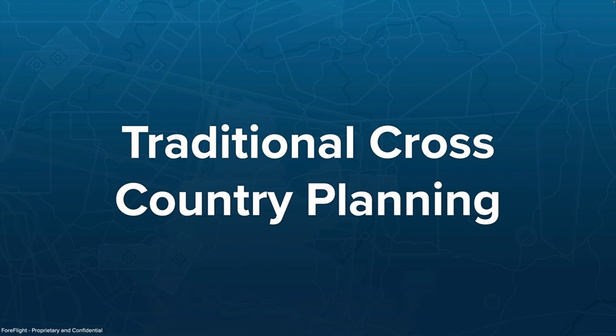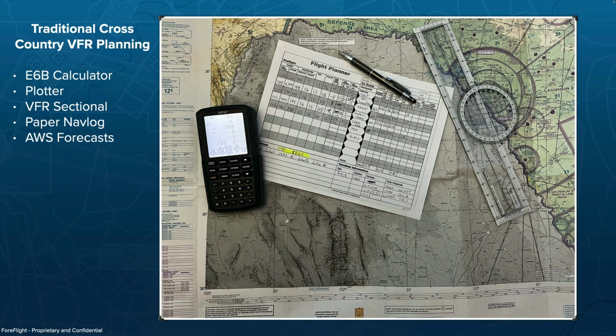So again, I want to start with a very brief overview of traditional cross-country planning. This is something we all learned how to do when learning how to fly. You may still be doing this by hand. ForeFlight can basically replace all of these functions. What you see here is I planned a cross-country route from El Paso with a stopover in Deming, New Mexico, and finally terminating in Truth or Consequences, New Mexico.